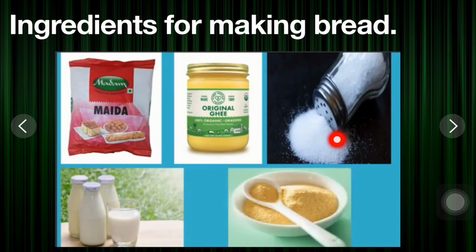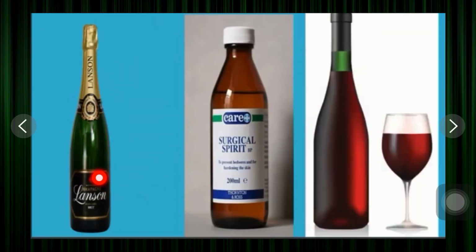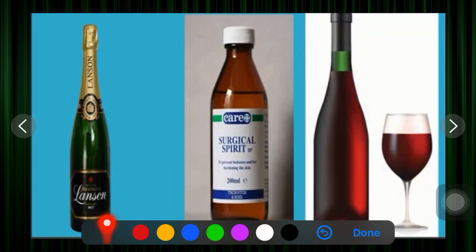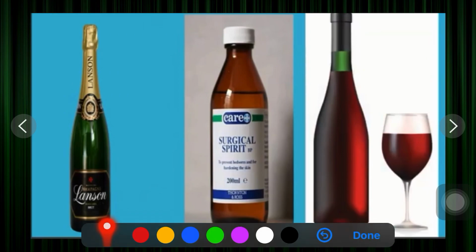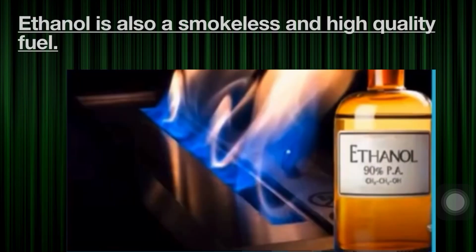During that process, ethanol, that is C2H5OH, alcohol is produced as a primary product and esters and other alcohols as secondary products. Student, spirit and other alcohols can be obtained from ethanol. Ethanol is also a smokeless and high quality fuel.